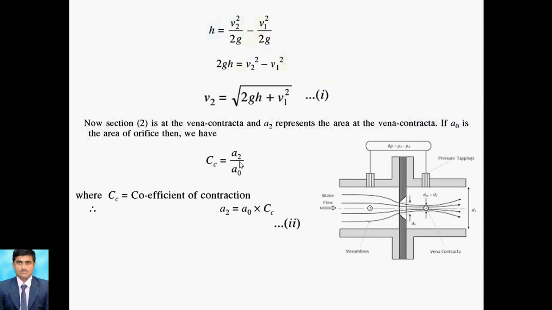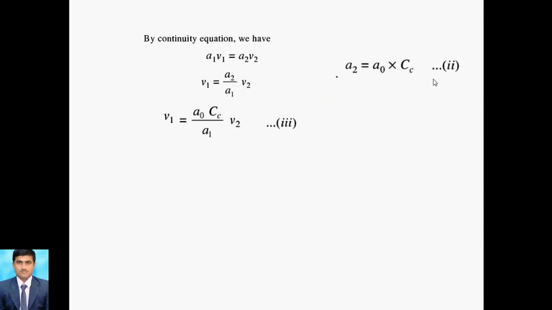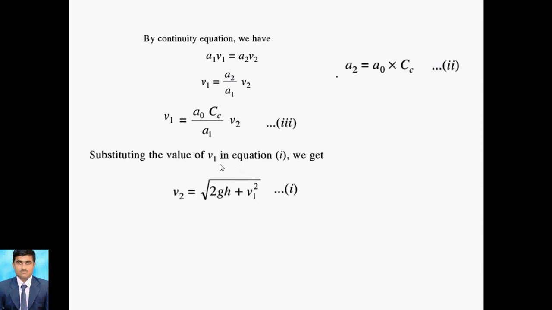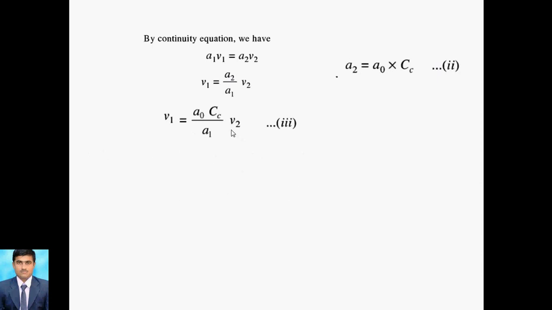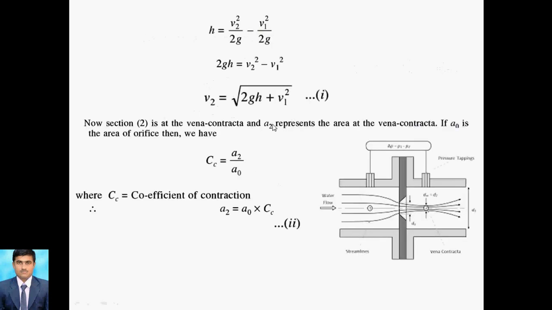So we have transferred this value, and then we go for the continuity equation. This is equation number 2. Then we can put the value of A2, A1, then V2. Here we put the value of A2 from equation number 2, that is A0 Cc. This will give the value of V1, and we put this V1 into equation number 1.